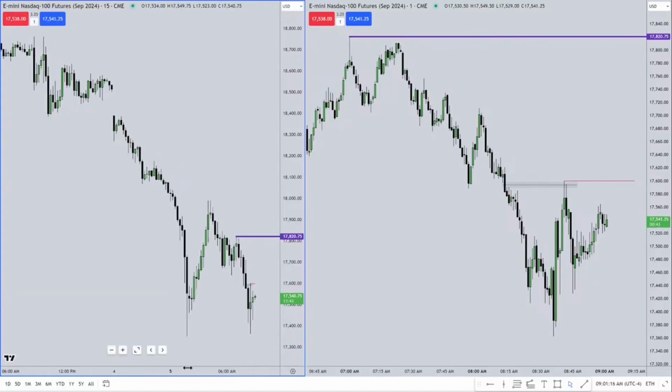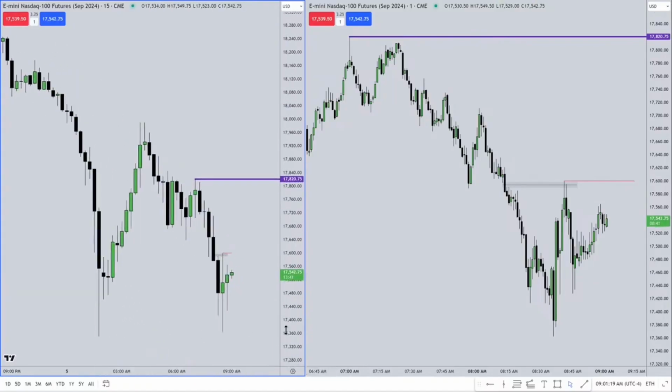So here's what 15-minute looks like here. And if you look at where we came from, see this high at 7 o'clock in the morning? That's this high right there. See it on the right chart? So this larger chart here is the 1 minute, and this is the 15-minute time frame.